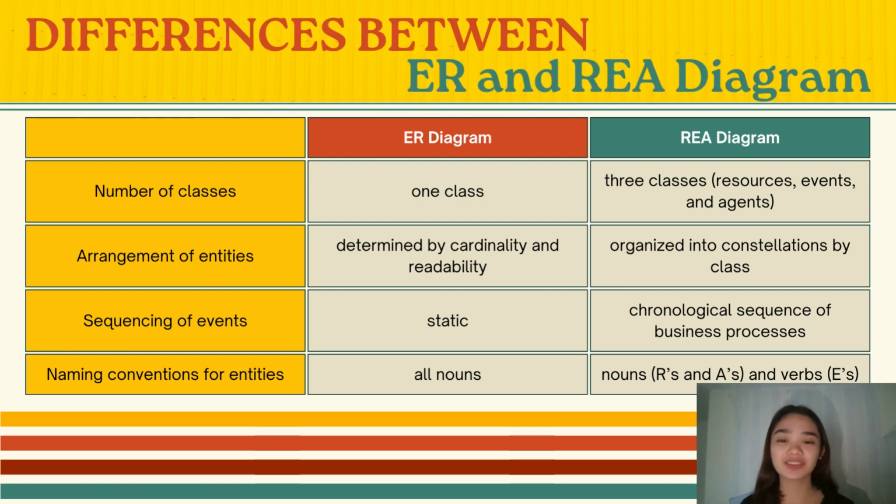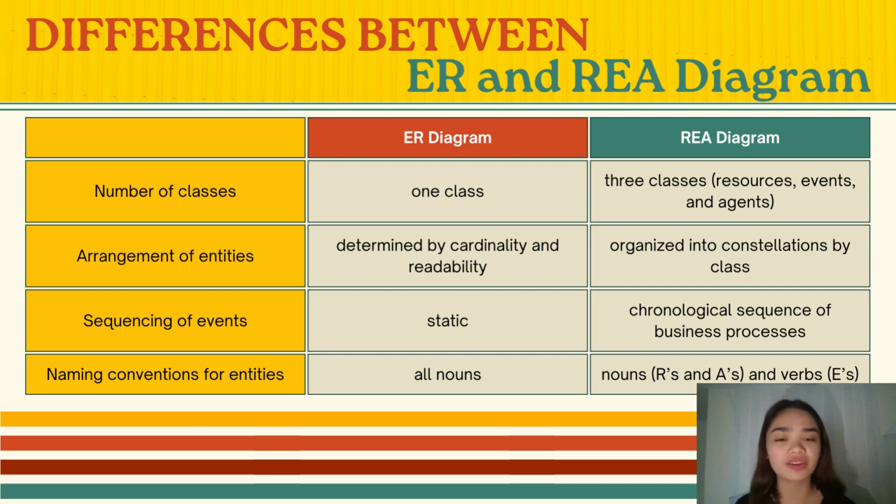So for the last differences, ER and REA diagrams also differ pertaining to the naming conventions of entities. In ER diagrams, entity names are always represented in the singular noun form, but REA modeling only applies this rule when assigning names to resource and agent entities. Event entities, however, are given verb or action names such as sell inventory, take order, or receive cash.